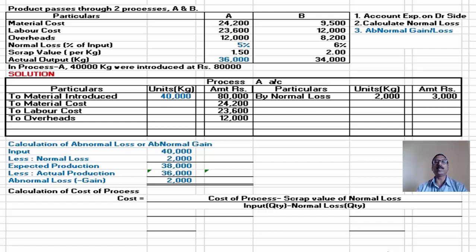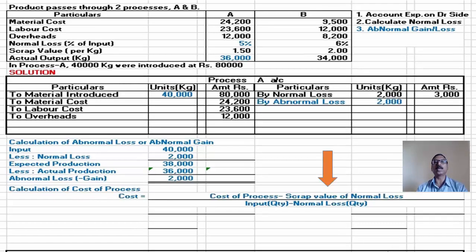Now we have to give the second effect in the process account. So in a process account, it appears on the credit side as by abnormal loss. Losses are accounted on the credit side. Now quantity we have already calculated, 2000. Now we are required to work out the amount. And for that purpose, the formula is given to us: cost is equal to cost of the process minus scrap value of normal loss, whole divided by input quantity minus normal loss quantity.